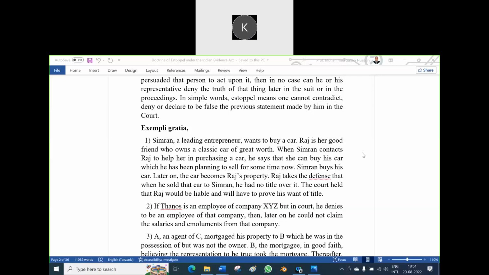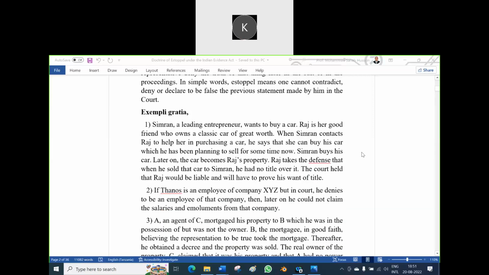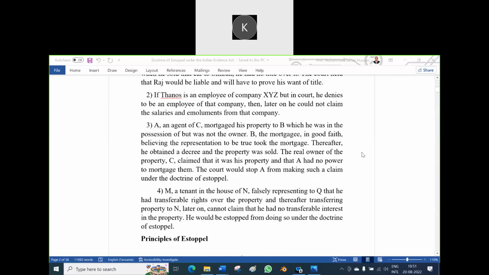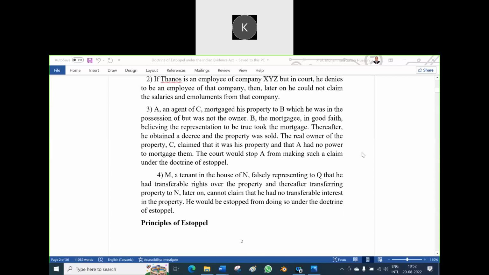Now, another example: A, an agent of C, mortgaged to B a property which he was in possession of, but was not the owner. B, the mortgagee, believes the representation is true and took the mortgage. Thereafter, he obtained a decree and the property was sold. The real owner of the property is C. He claimed that it was his property and that A had no power to mortgage it. Then the court intervenes and would stop A from making such a claim under the doctrine of estoppel.